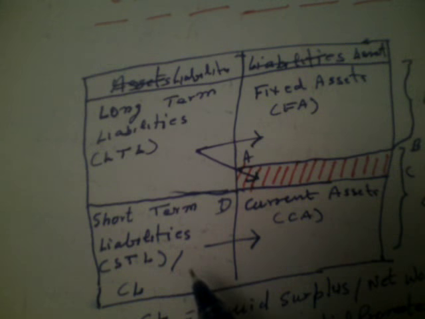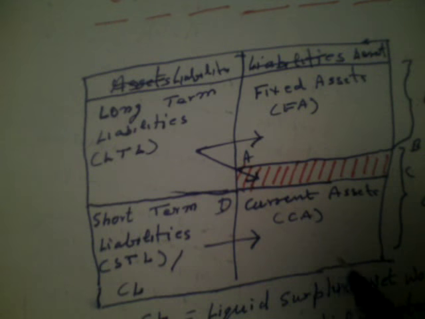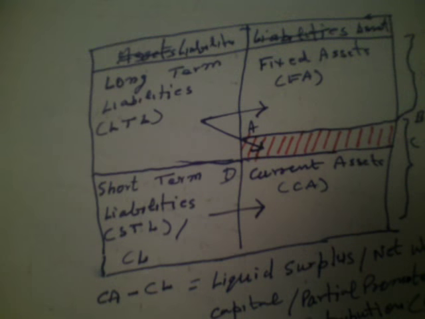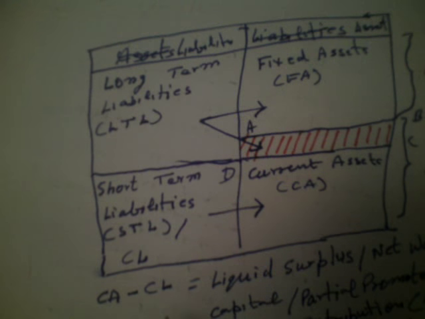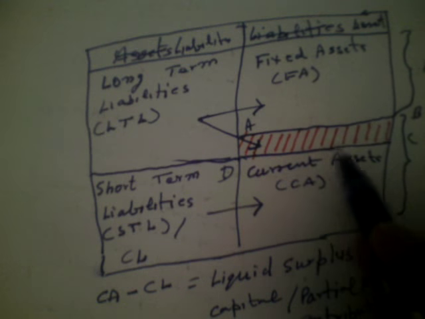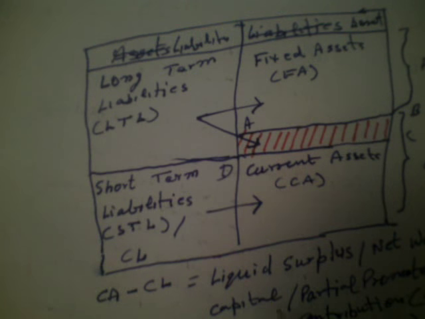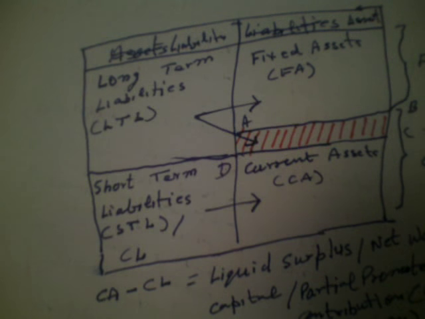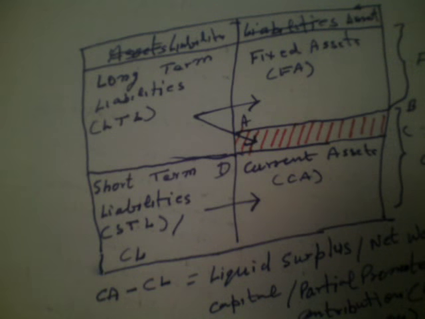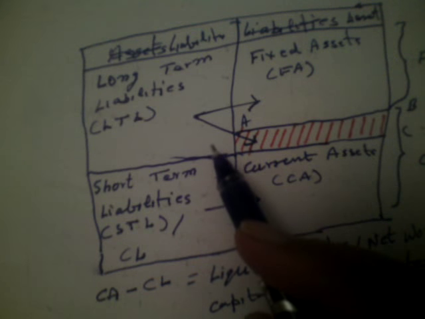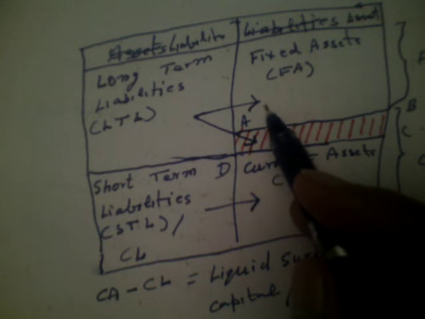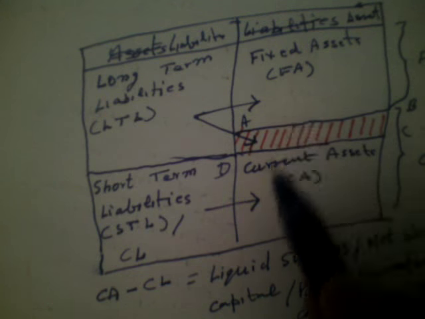Short-term funds are taken from the market to be used for current assets. If it is not used, then what will happen? That we'll see in the other figure. So here current assets minus current liability, this shaded portion, we call liquid surplus or net working capital or partial promoters' contribution, because the complete contribution of promoters will be this contribution plus some of the contribution that has gone towards the acquisition of fixed assets.